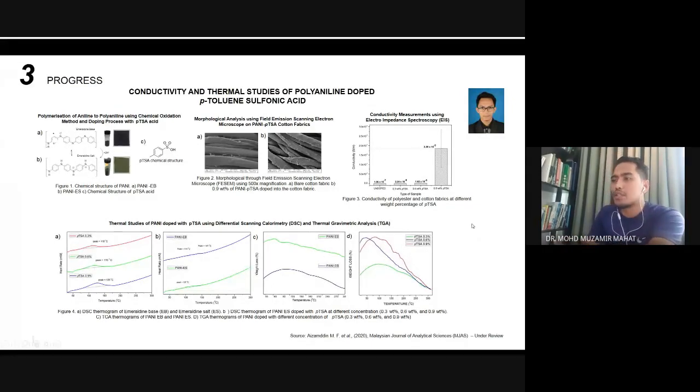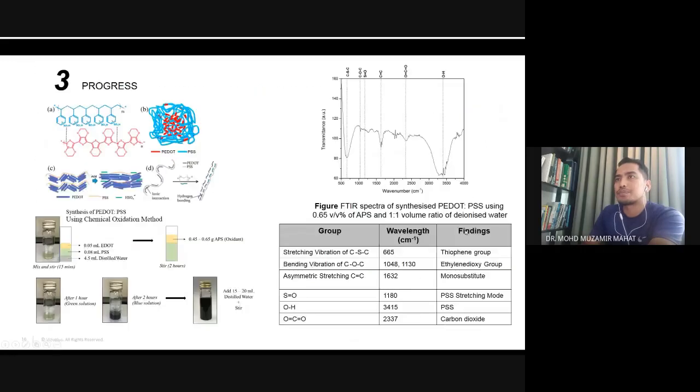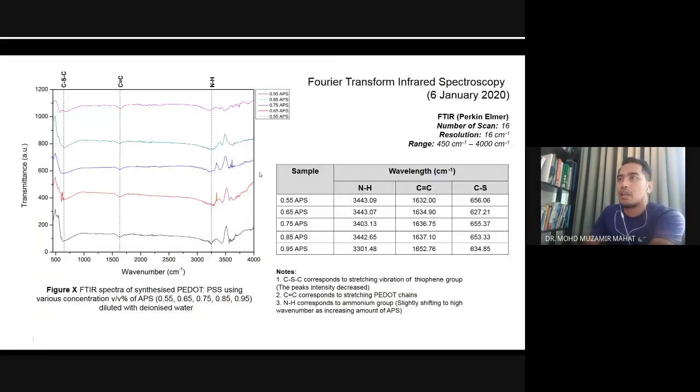Okay, I need to finish this one soon. This is another work by Faiz. Please read on the thermal studies of the PTSA using DSC and TGA, and we will discuss this after. And there is some progress. They are trying another conductive polymer, which is PEDOT:PSS. We tried to produce one. This is the progress we managed to produce, and we're thinking to include it into the fabrics.